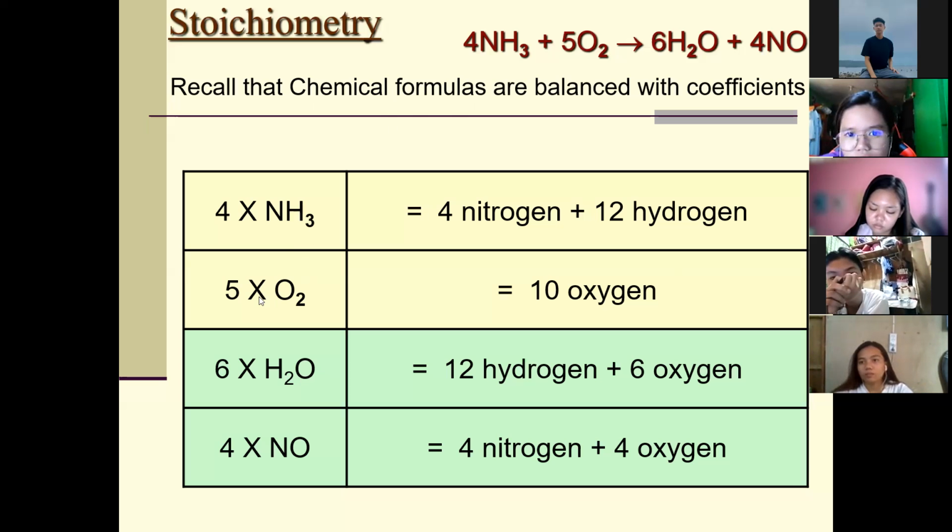Now, in the reaction, you have 5 moles of oxygen, but since oxygen is a diatomic molecule, you will have a total of 10 oxygen reacting with this one, with the ammonia. And yielding 6 molecules of water and 4 molecules of the nitrogen monoxide. Okay?